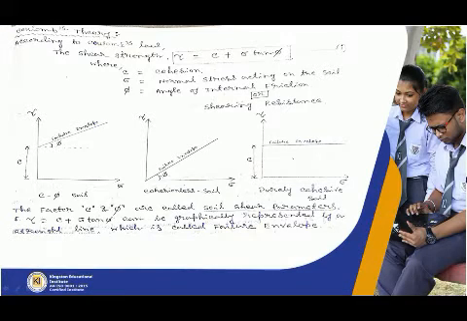Now, first we discuss Coulomb's theorem. According to Coulomb's law, the shear strength tau is equal to C plus sigma tan phi. Tau means shear strength, C means cohesion, sigma means normal stress acting on the soil, and phi means angle of internal friction. So we plot tau equal to C plus sigma tan phi as a graph.